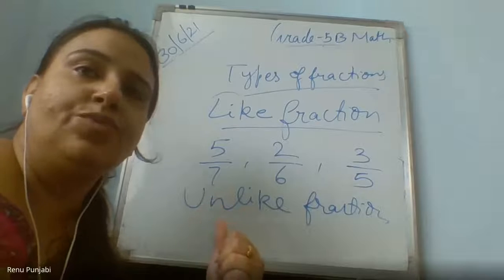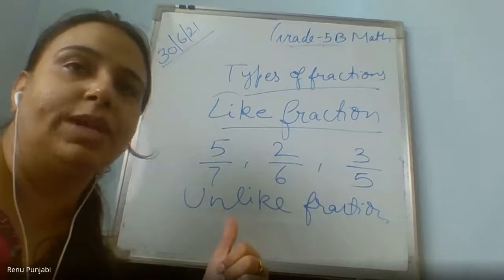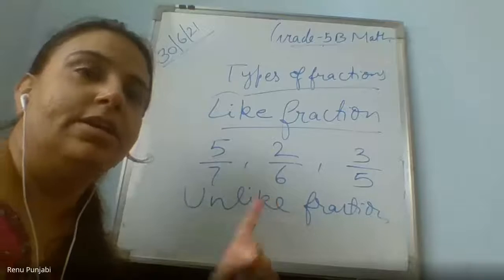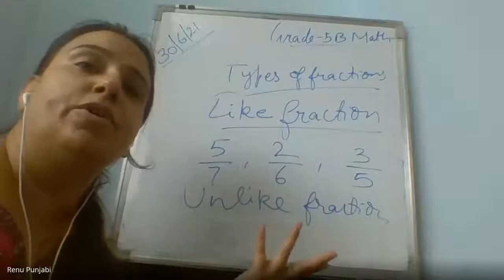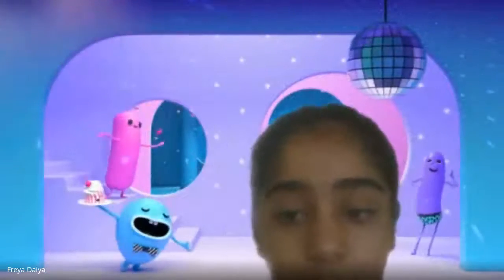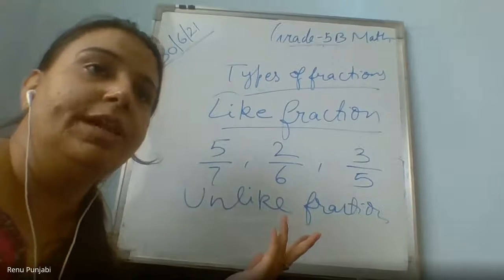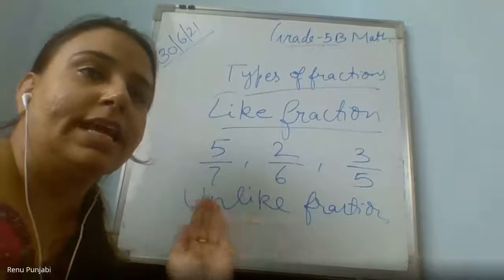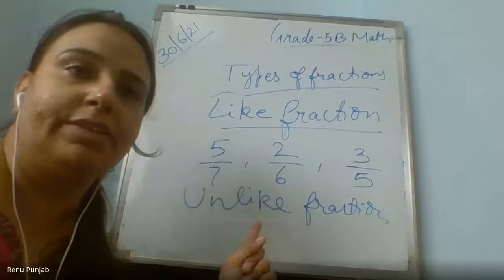Can we revise first? Which type of fraction have we learned first? Unit fraction. How will you observe a unit fraction? This fraction is a unit fraction. The numerator should be 1. Second fraction, which type of fraction have we learned?